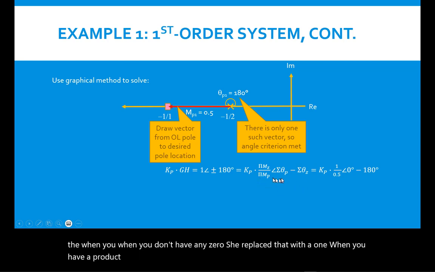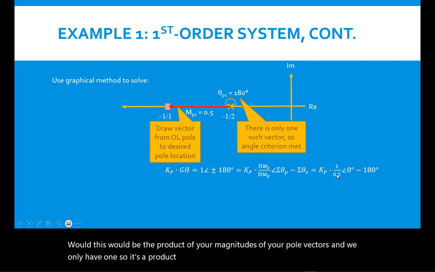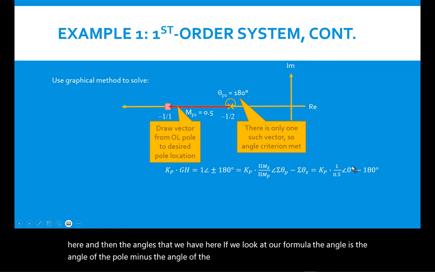Well, this would be the product of your magnitudes of your pole vectors, and we only have 1, so it's a product with a multiplicand in it, and that is this 0.5 here. And then the angles that we have here, if we look at our formula, the angle is the angle of the pole minus the angle of the zeros. And I'm not sure why I have this 0 right here. I think that's a mistake.